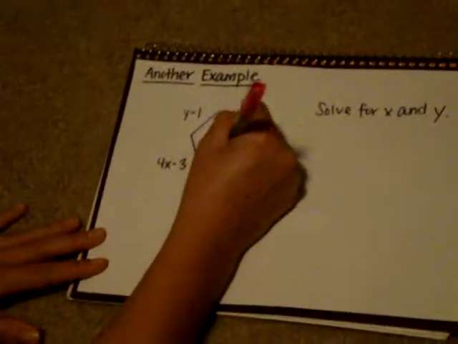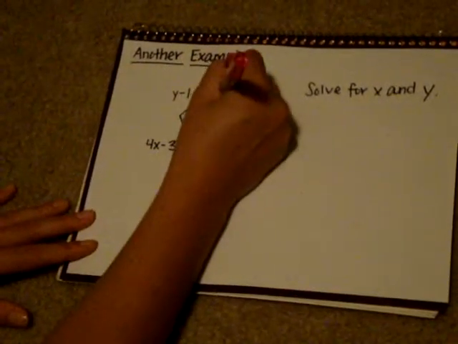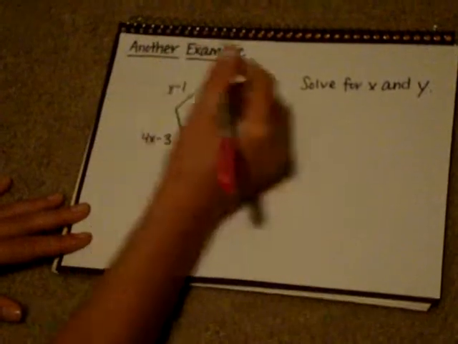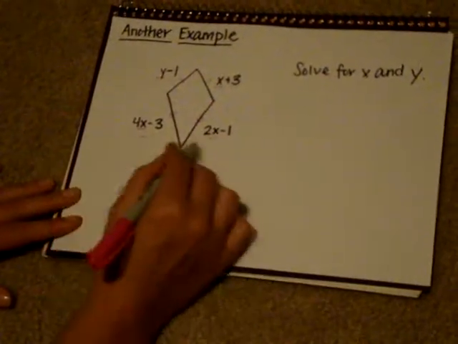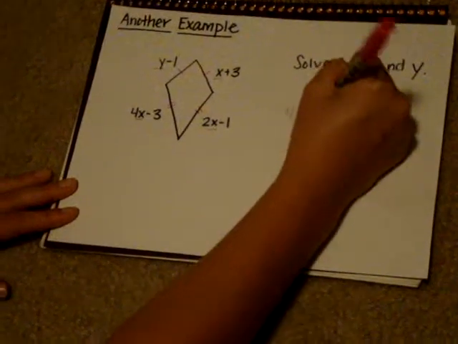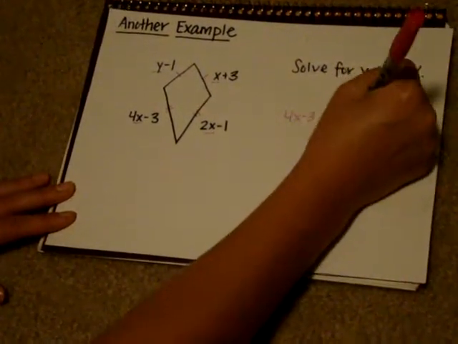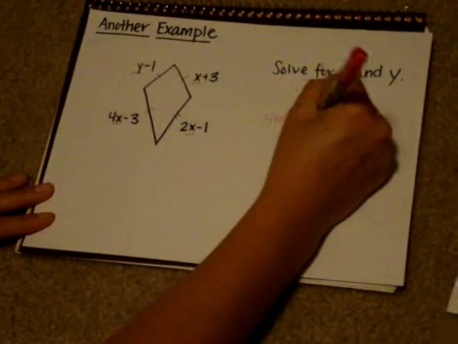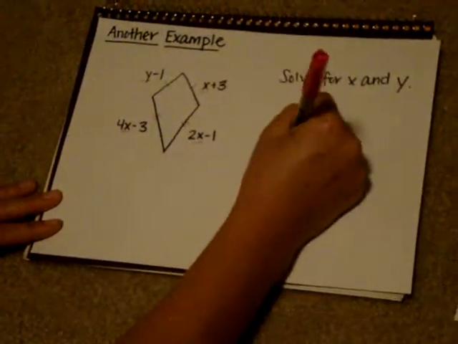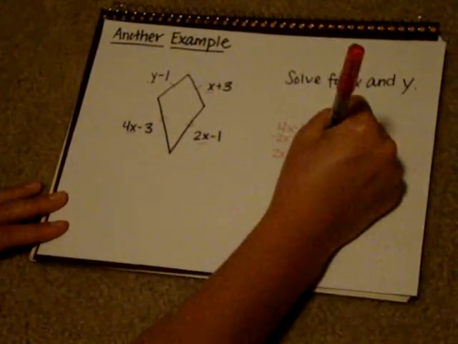Here again we find that this side is congruent to this side and the top side is congruent to the top side. We have x here and a y here and an x here, so it would make sense to solve for x again. So you have 4x minus 3 is equal to 2x minus 1. If we subtract the 2x and subtract the 2x, we get that 2x minus 3 is equal to negative 1.